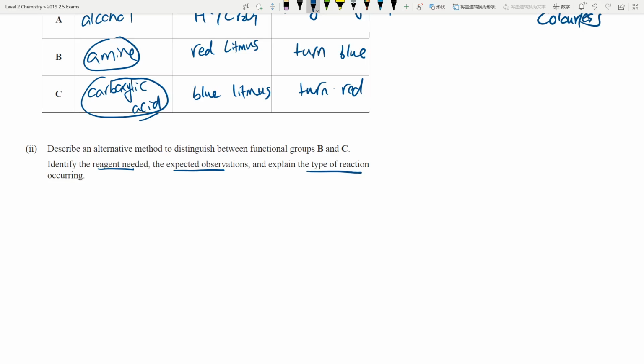Now, when they say those things, they wouldn't accept universal indicator. Because if you put universal indicator into the acid, it is doing something, but that's not covered in the level 2 syllabus. That's not a reaction you would have learned. So we're really asking you in this question to do either of these 2 reactions. You either do acid plus metal, or you can talk about acid plus carbonate.